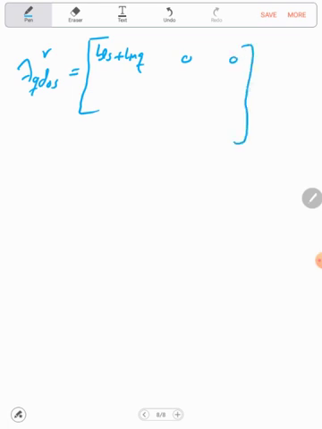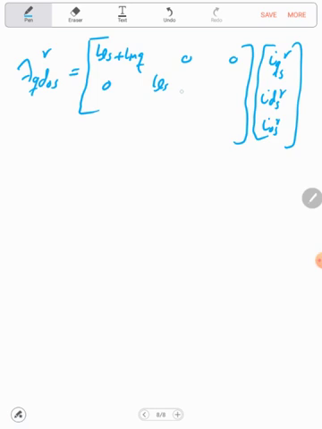And in the rotor-oriented reference frame, the flux linkage λQD0SR will equal, the inductance matrix now will be a constant, so this will be LS plus LMQ, 0 and 0, multiplied by the current, IQSR, IDSR, I0SR, and here we have 0, LS plus LMD, 0, and here we have only the leakage inductance.